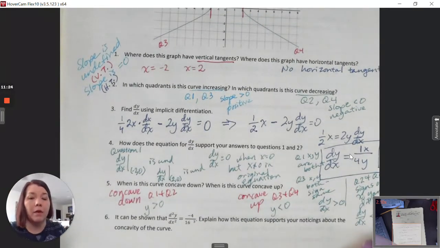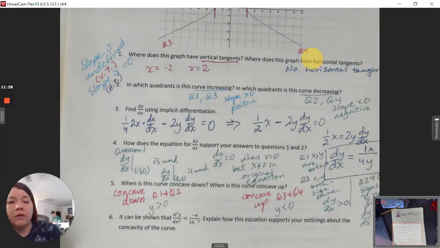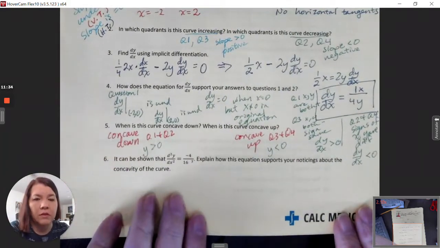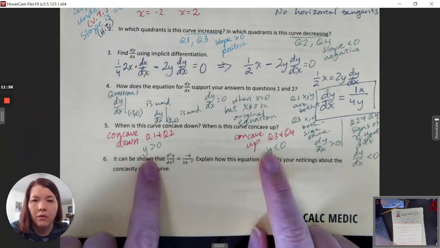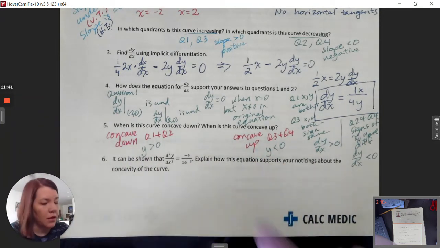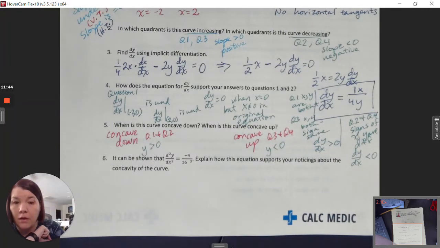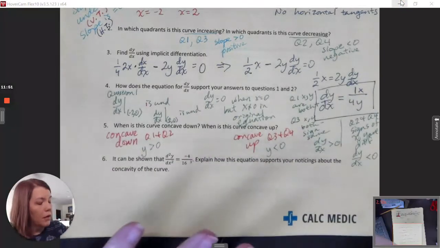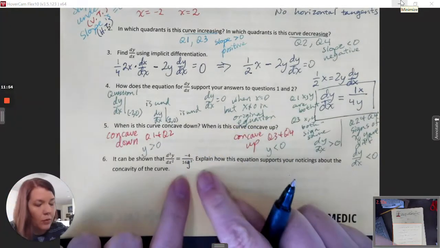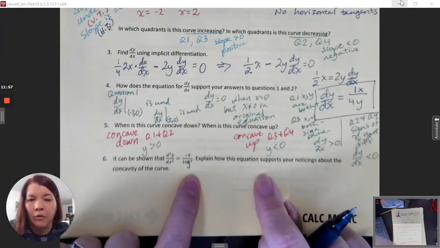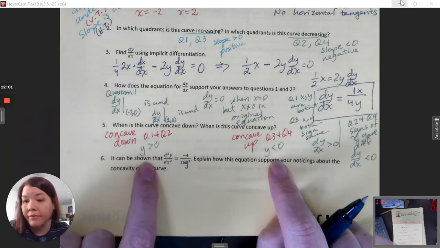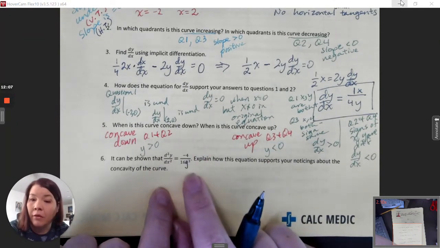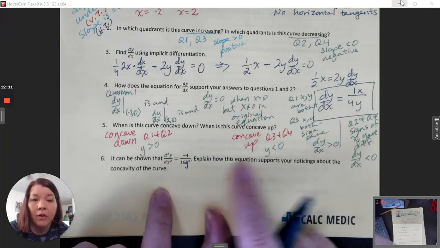Okay. It can be shown that the second derivative equals this crazy fraction. That's cool. Explain how this helps me. So let's really quickly check what is missing. Just a y. Awesome. So that's y cubed. Explain how this supports my noticing that x had nothing to do with my concavity. The first thing I noticed is x had nothing to do with it. And so it's nice that x is not here anymore. Right? Show how this equation supports my noticings.